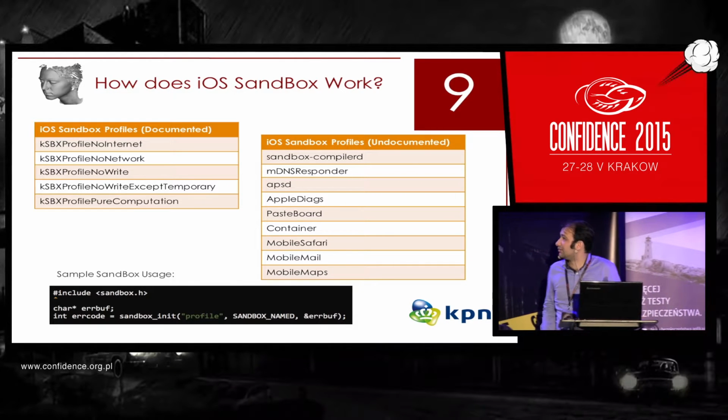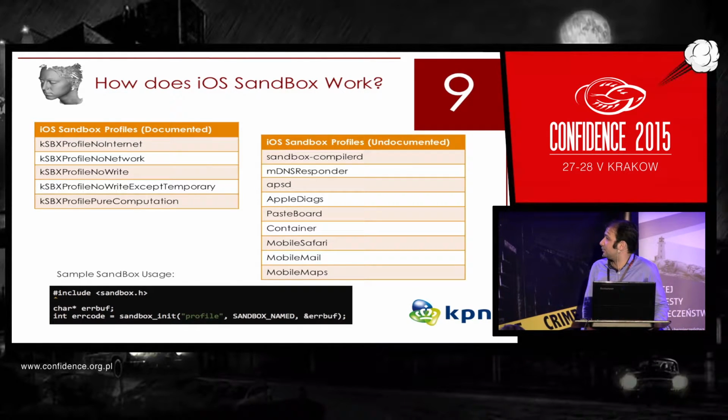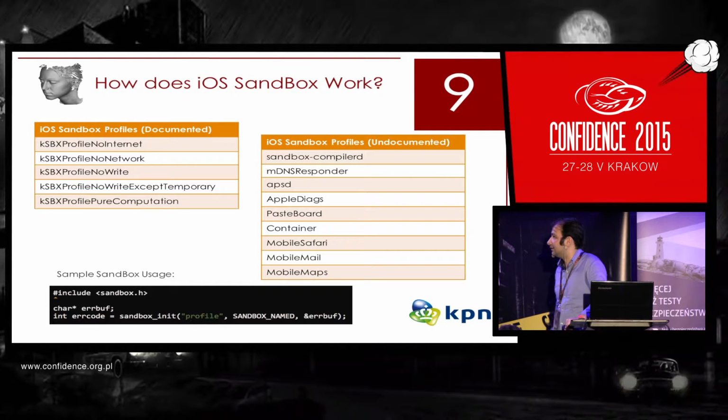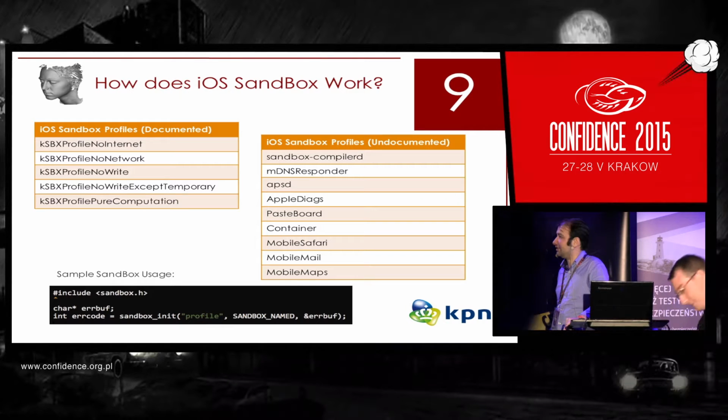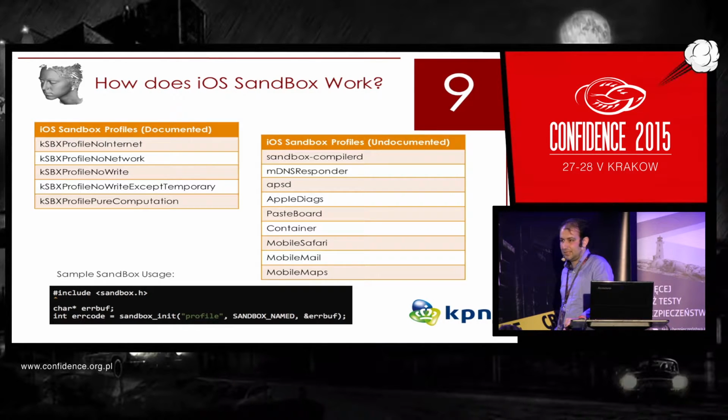So, on the left-hand side, we have documented profiles. For example, your application could have no right to connect to the internet, no right to perform network operations, or no right to write to the directory or specific directories. But there are also some undocumented profiles. Reverse engineers found these profiles by reverse engineering. For a malicious application developer or security researcher, it could be interesting.